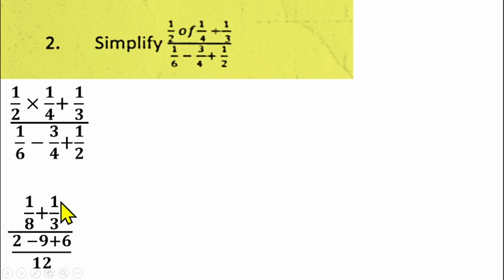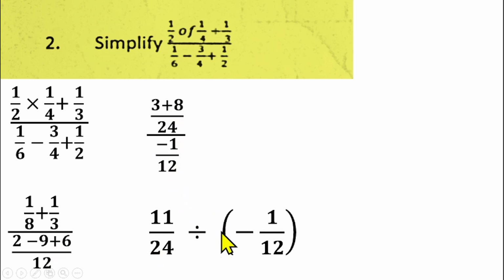Now for the numerator, we are having addition, so we can apply the LCM also. The LCM of 8 and 3 is 24. So you'll be having 24 here. We have 8 in 24 gives us 3, 3 times 1 gives us 3, plus 3 in 24 is 8, 8 times 1 gives us 8. Over here, 2 minus 9 is minus 7, then minus 7 plus 6 gives us minus 1 over 12. Then 3 plus 8 will give us 11 over 24. Then the division can be written like this, over minus 1 over 12.